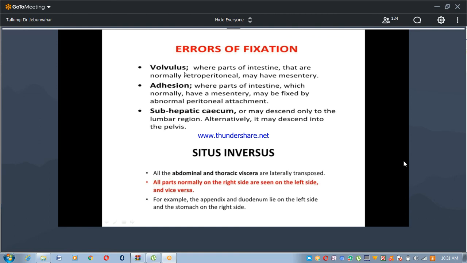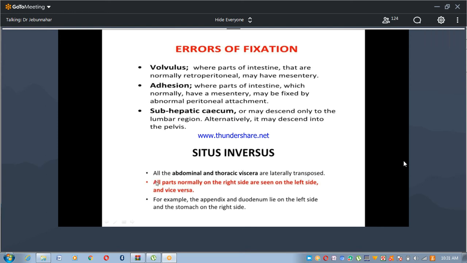So there may be errors of fixation, which may create volvulus, where parts of the intestine that are normally retroperitoneal may have a mesentery, which may cause volvulus. There may be adhesion, where parts of the intestine which normally have a mesentery may be fixed by abnormal peritoneal attachment, creating adhesion. And there may be subhepatic cecum, which we showed earlier, may descend only to the lumbar region. Alternatively, it will descend into the pelvis.